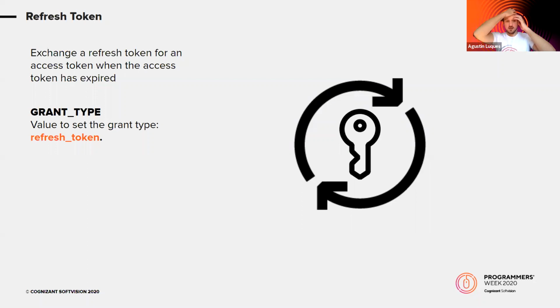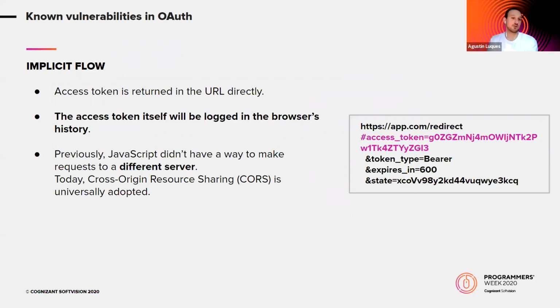Well, we are talking about security, so we might know that there are constant changes because vulnerabilities appear every time. Now we are going to talk about some vulnerabilities and non-vulnerabilities in OAuth, and we will start with the implicit flow.